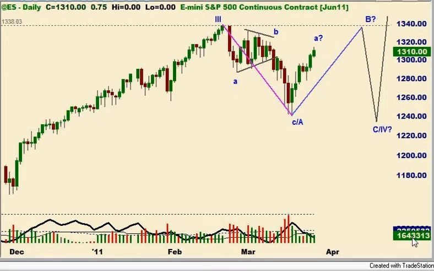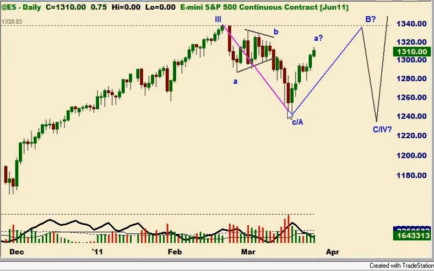Here I have the S&P futures E-mini continuous chart, and as I've been mentioning for the past several weeks, I think that this decline is a corrective decline to the mid-March low. The reason for that is, once again, this triangle pattern in the B wave position, and now the depth of the reaction off of that low also favors the probability that indeed this is an ABC down.